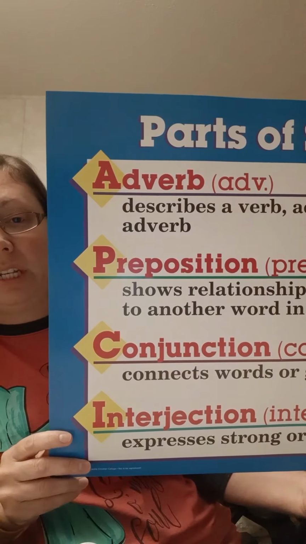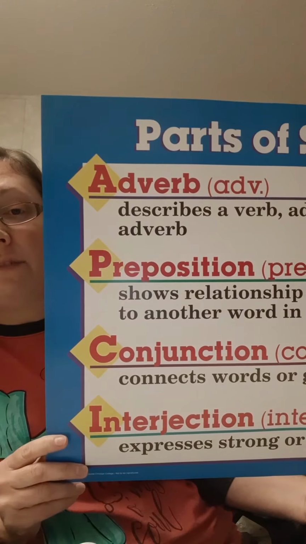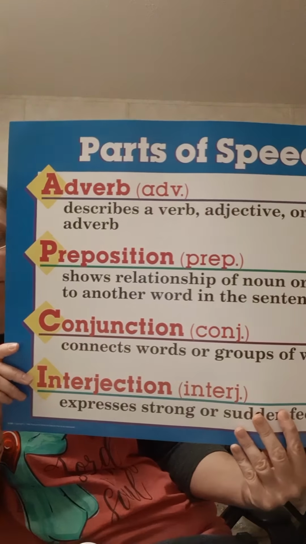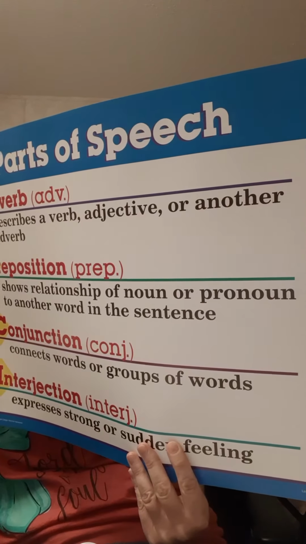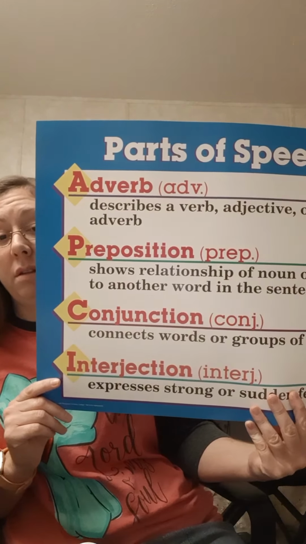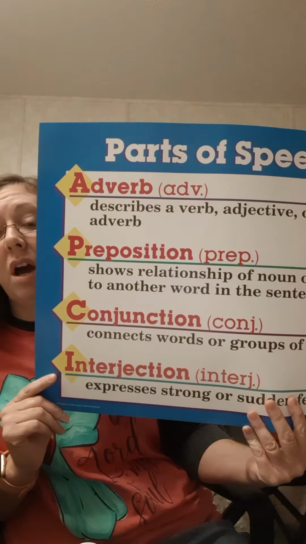Okay, so an adjective, or I'm sorry, an adverb. Now we're going to adverb. An adverb describes a verb, an adjective, or another adverb. They have a little more range. They can describe a little bit more. An adjective only describes nouns and pronouns. An adverb can describe a verb, it can describe an adjective, or it can describe another adverb. So they're a little more versatile.